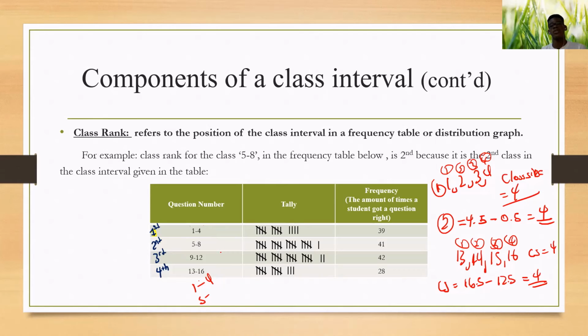And when you're constructing your data, and you have to come up with your class intervals, don't go and be using those ranges willy-nilly, right? It needs to be the same size throughout.